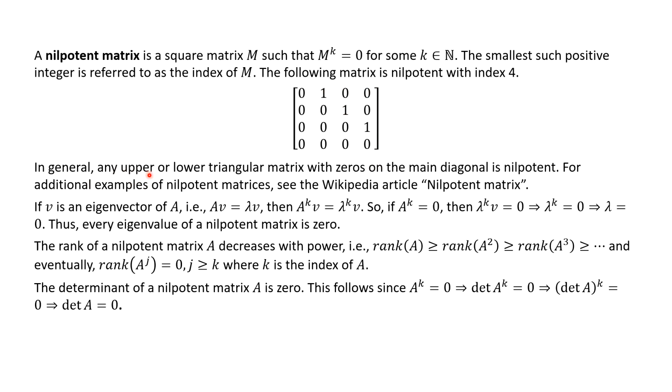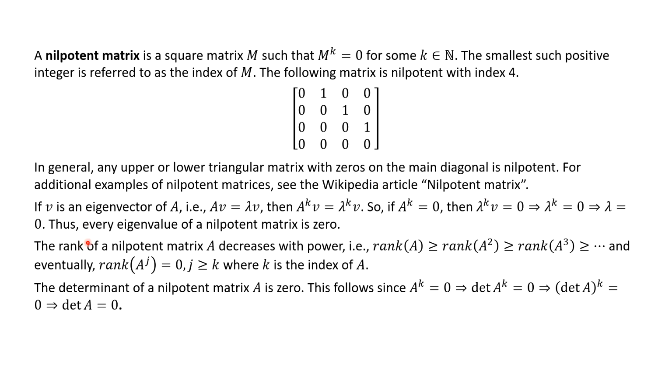In general, any upper or lower triangular matrix with zeros on the main diagonal is nilpotent. So we could have taken this and put some non-zero numbers up in here, and that would still be nilpotent. You may want to try that. And there are some additional examples in the Wikipedia article entitled Nilpotent Matrix, so I'll refer you to that.